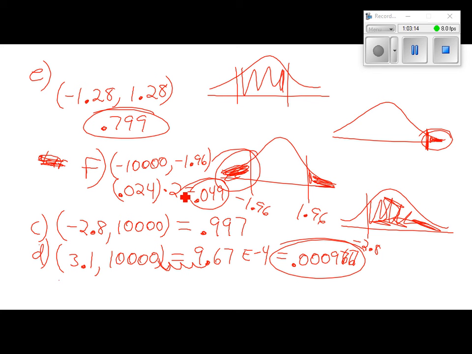Tell me something about that event. If it's 0.049, tell me something about it. It's very unlikely. If it's less than 5%, it's unlikely.